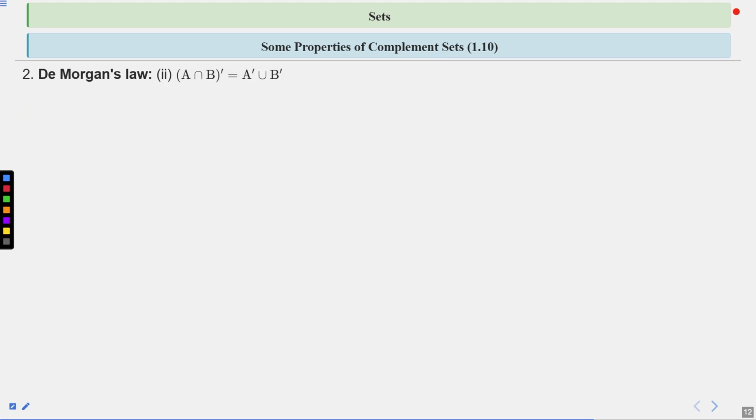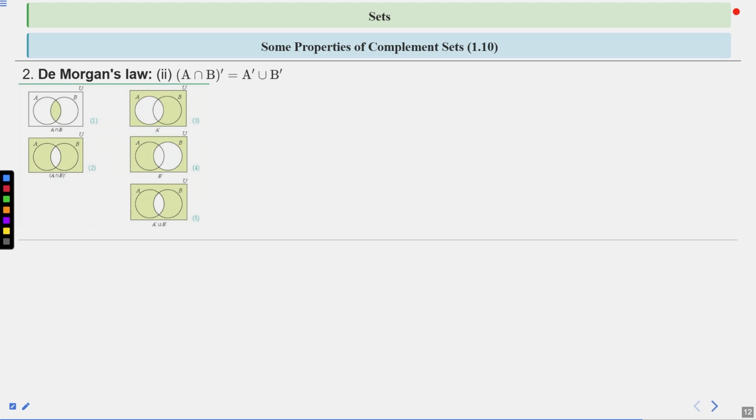Moving on to the second part of De Morgan's law, which says A intersection B whole complement is the same as A complement union B complement. Now the approach is the same. First observe A intersection B. You have to shade the overlapping or common part, which represents the elements that belong to both the sets. So this green part will be your A intersection B.